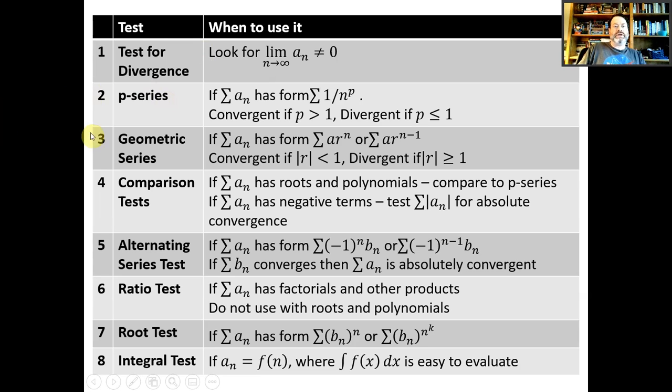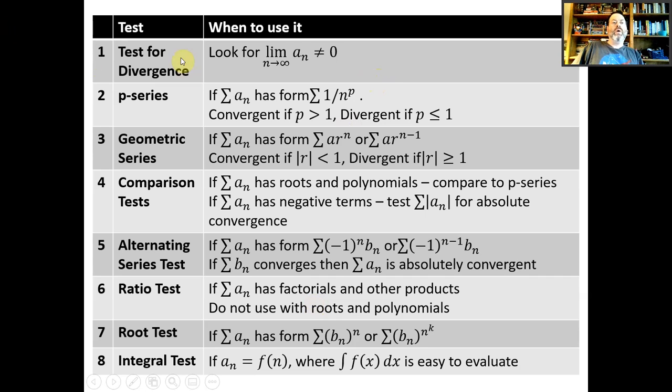Notice p-series and geometric series are not tests. And there's also another missing test, and it's more of a technique. It's more of a strategy that we saw in the ratio test. Comparison tests is actually 2 different tests, right? So I think there's sort of 7 tests and a technique.